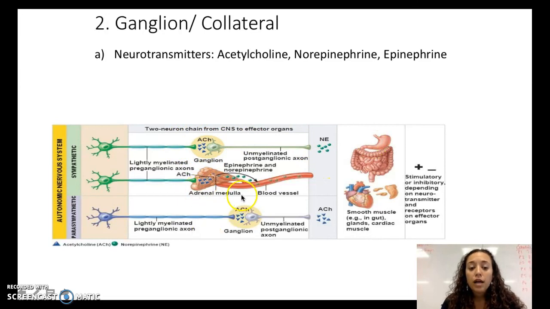The adrenal medulla is actually what produces epinephrine and norepinephrine, so that's the adrenal gland. So at the same time, ACH will go down to the adrenal gland and will cause it to secrete epinephrine and norepinephrine into the bloodstream, and that will also help to activate. So not only are you transferring, but you're getting more of it at the same time.